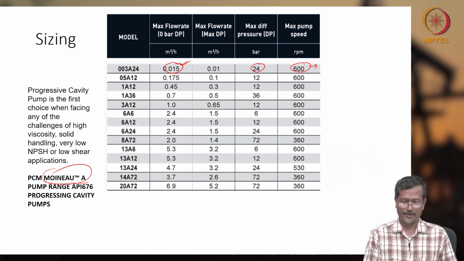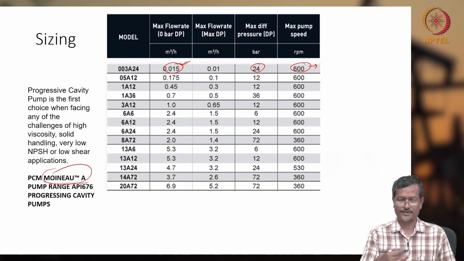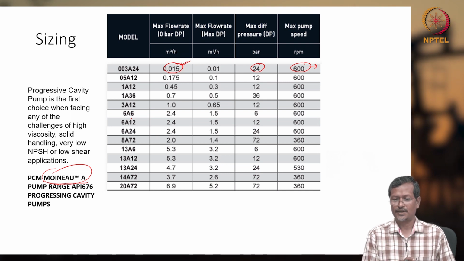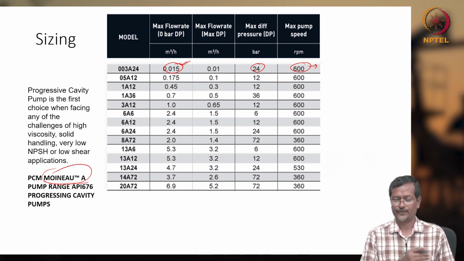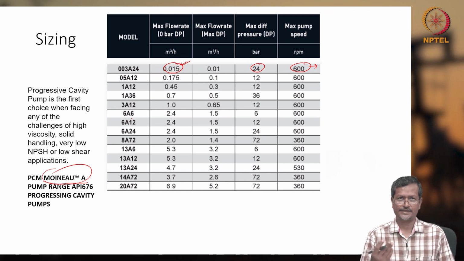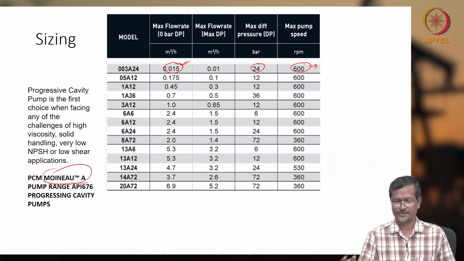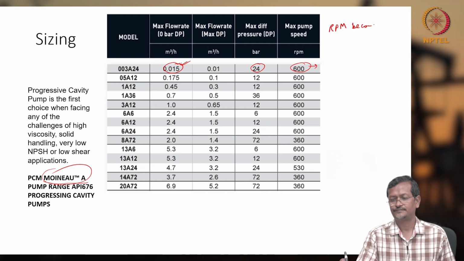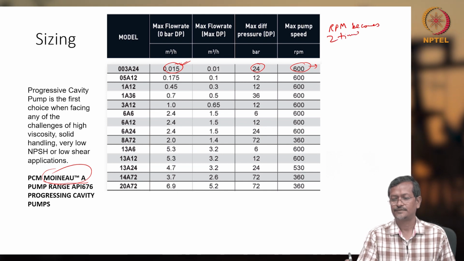Many other types of models are there, just to show how pressure and your speed are linked. Next thing is the RPM. If you increase RPM, let us say from 300 to 600, your flow rate will get doubled actually. RPM becomes 2 times, Q, or flow rate, becomes double.